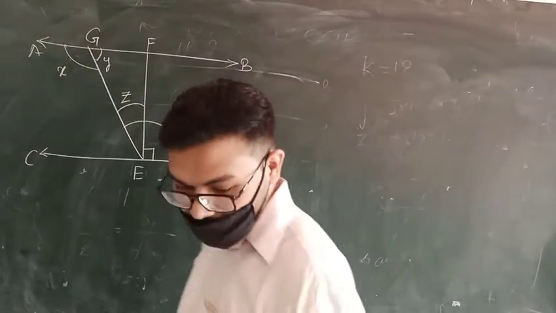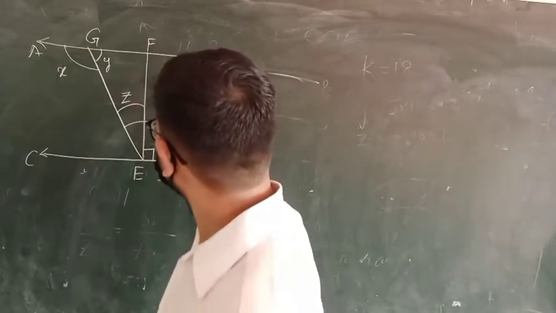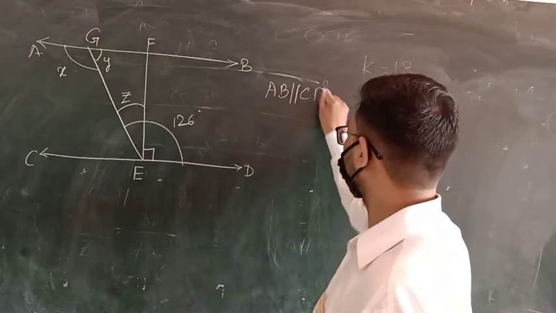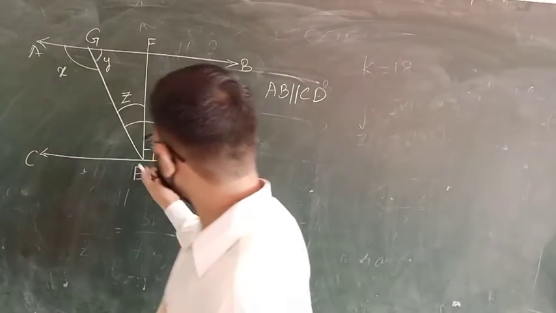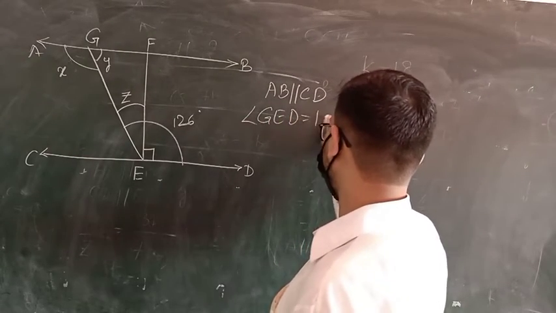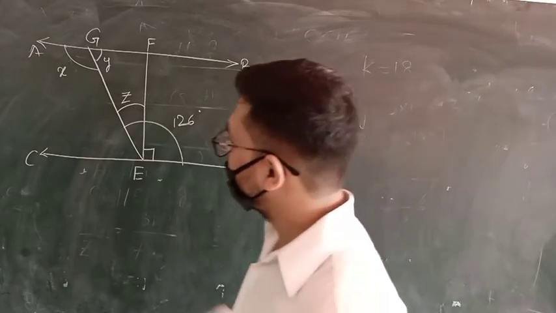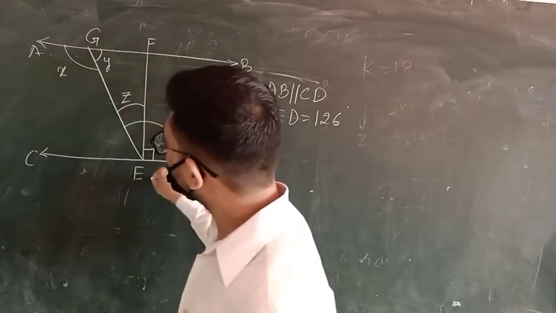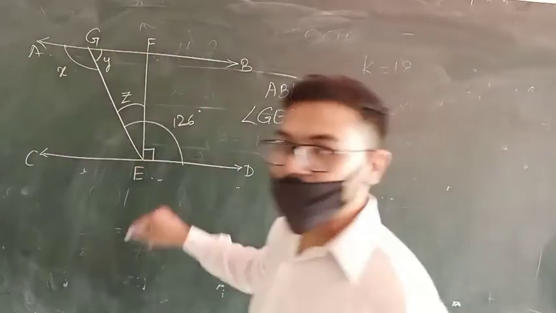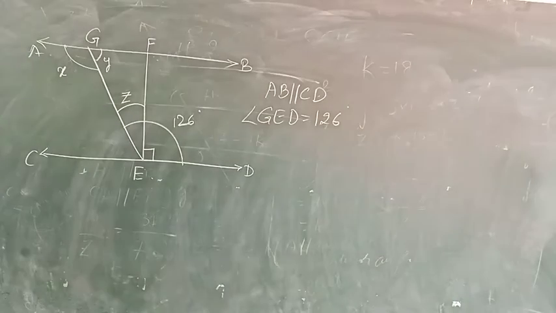Now question number three. AB is parallel to CD and angle GED is equal to 126. This is given in the question. You need to calculate AGE, GEF and FGE. These three angles you need to calculate. Let's say one angle is X, another is Y, another is Z.